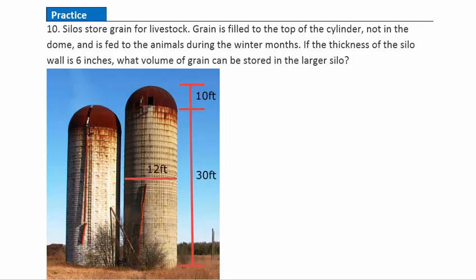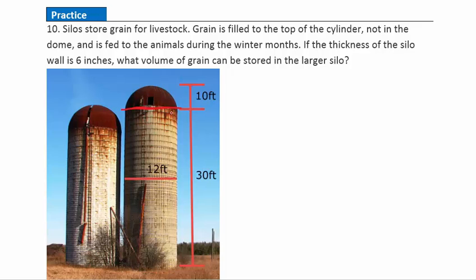So practice question 10. Silos store grain for livestock. Grain is filled to the top of the cylinder, but not in the dome. So I want to stop right there and interpret what that's telling me. Basically, right up to here is where they fill the cylinder. They don't fill this top dome up here. So they fill it right up to the top edge there, and it is fed to the animals during the winter months.